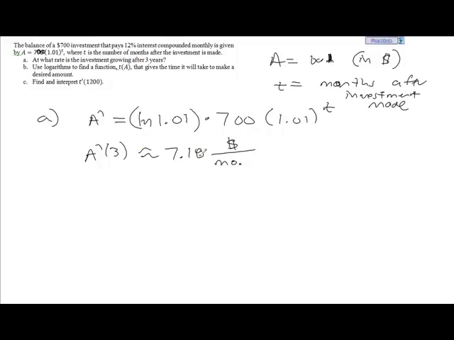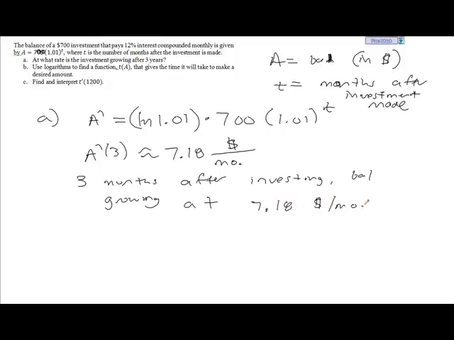So that means that in 3 months after investing, the balance is growing at a rate of $7.18 per month. So in the next month, after the third month, we would expect the balance to increase by about $7.18.